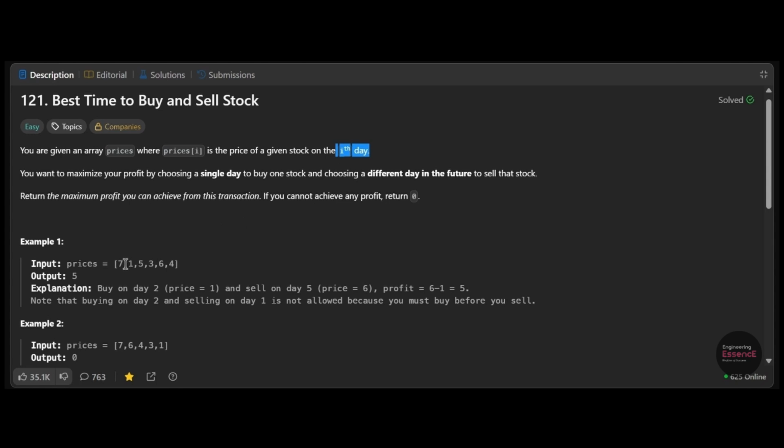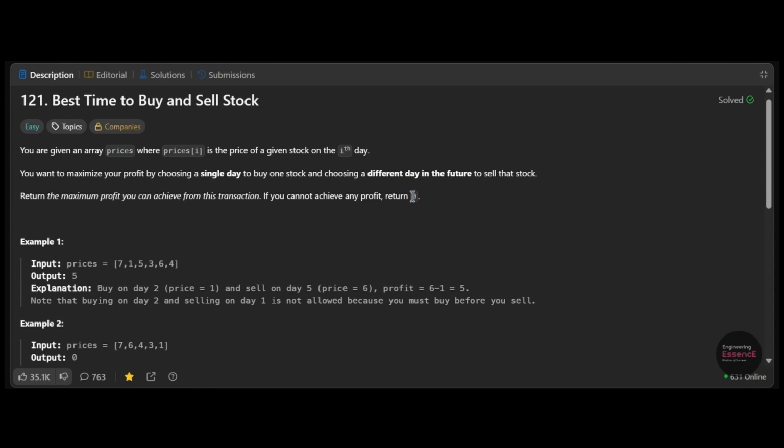Whatever element is present here, we can state that each element is the price for that day. So what we need to do with this data is maximize the profit by choosing a single day to buy one stock and choosing a different day in the future to sell the stock we bought. And if we find no profit in the array given in the question, we have to return zero.